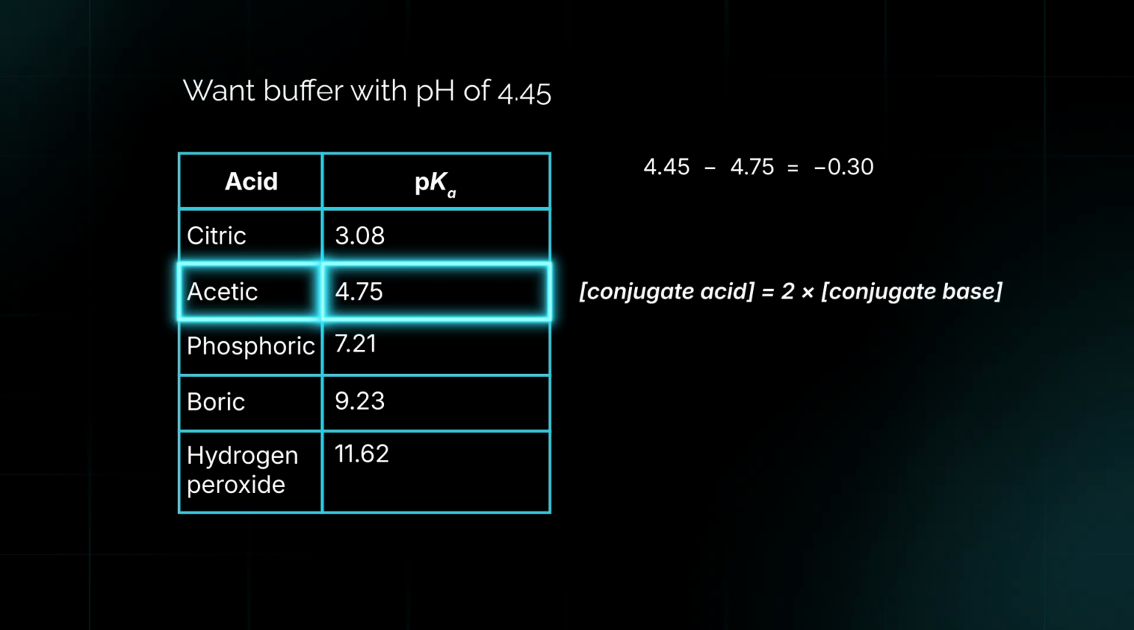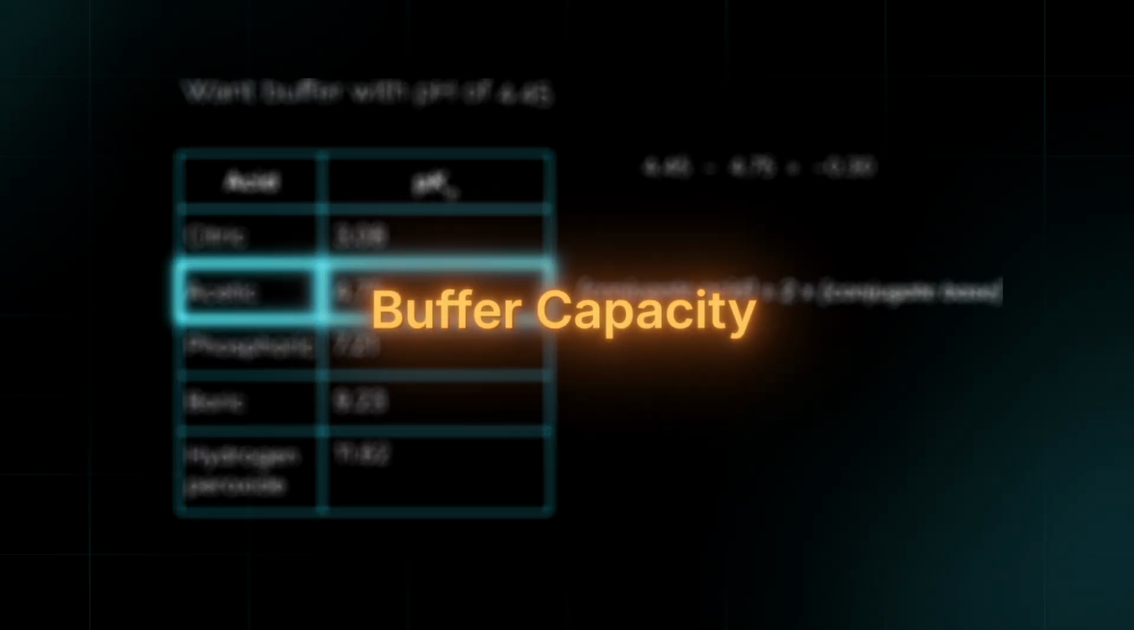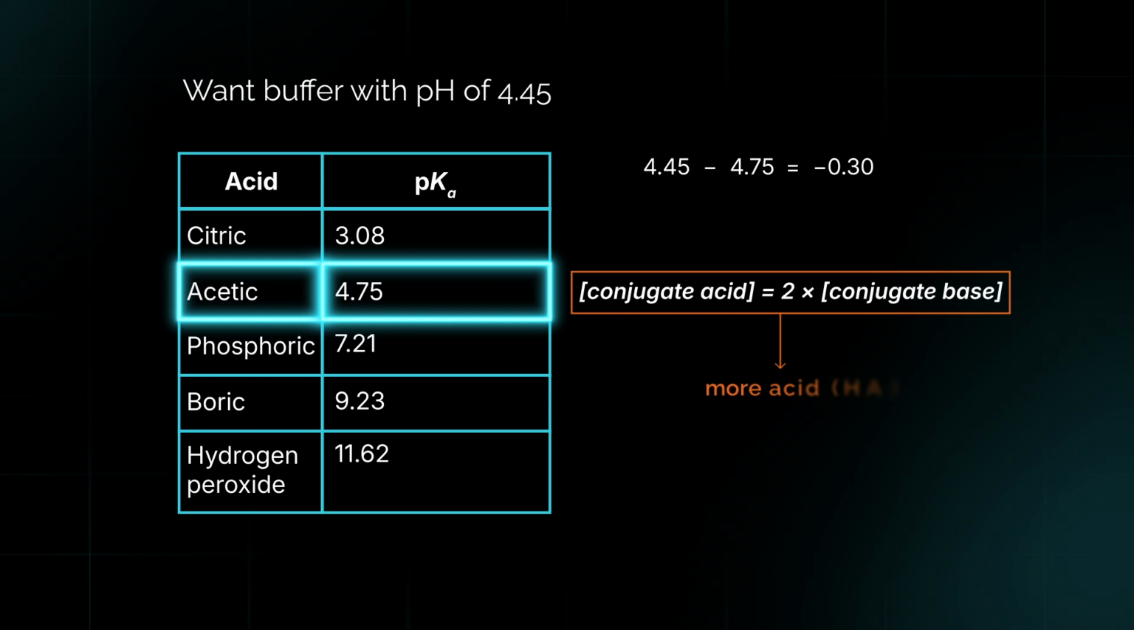This is not ideal. Though the buffer will be better at absorbing added acid, it will still keep the pH from changing significantly. This is what we call the buffer capacity: how much acid or base the buffer can absorb before the pH starts shifting significantly.